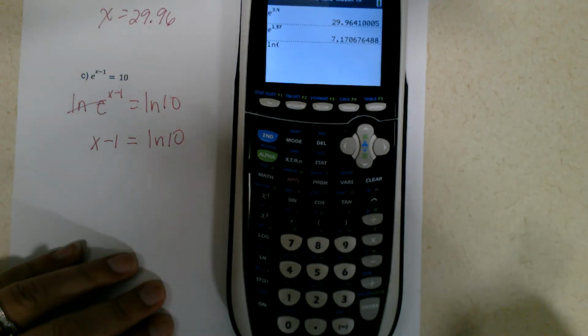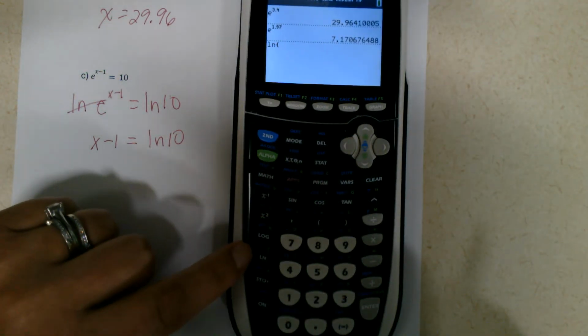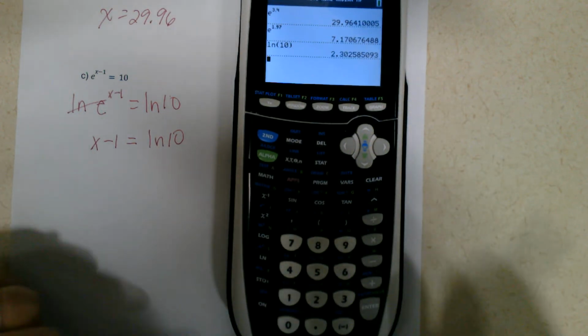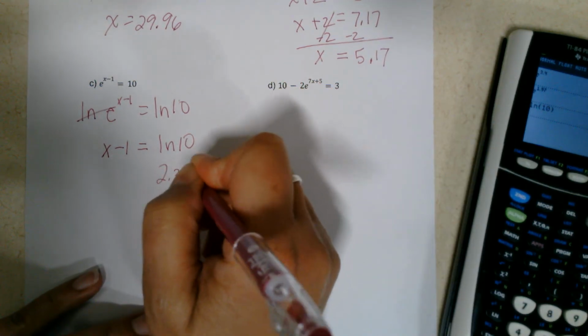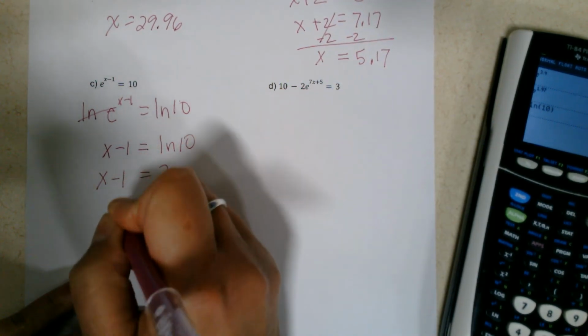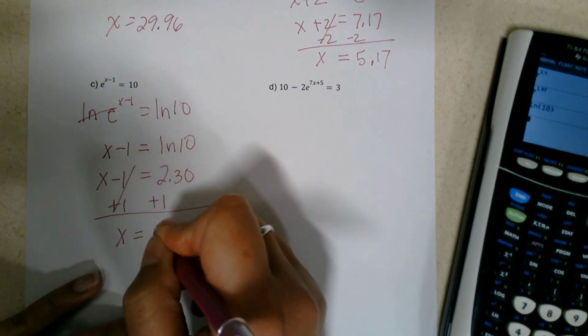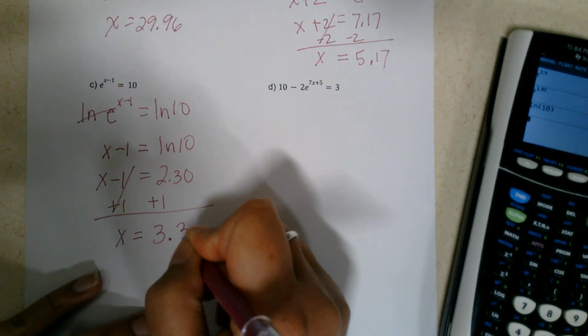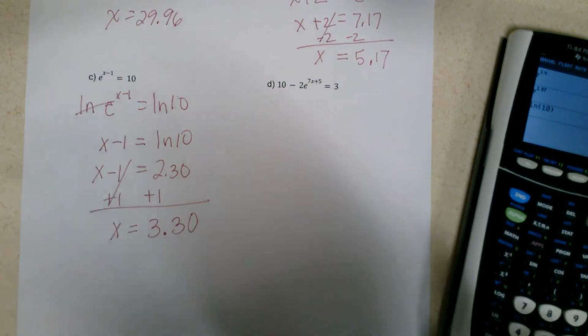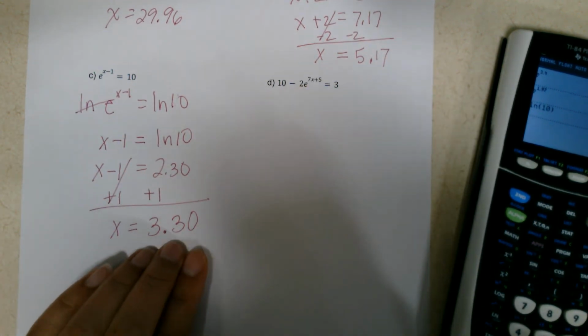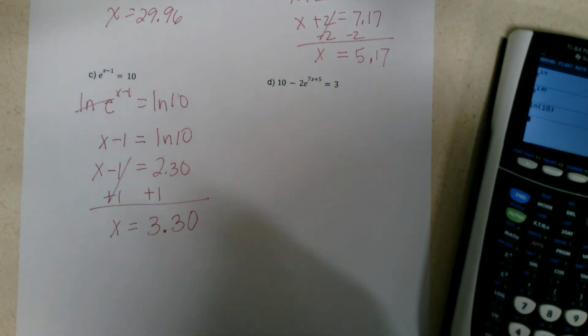Now we just push the ln, the natural log, and we put 10 in. 2.30 equals x minus 1. And then we just add 1 to both sides, and we're going to get 3.3. You could put the 0 if you wanted. It depends on what they want you to round to. IB likes 3 significant figures, so that's why I went to 3 significant figures here.